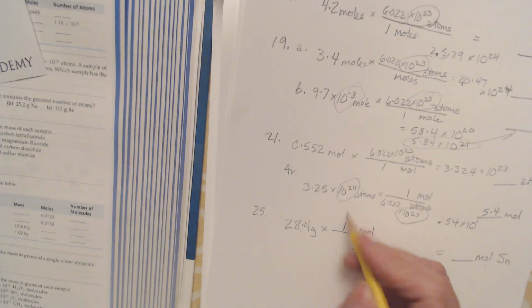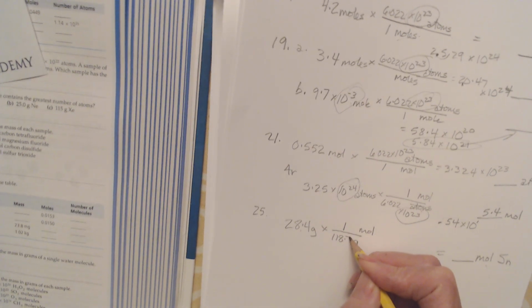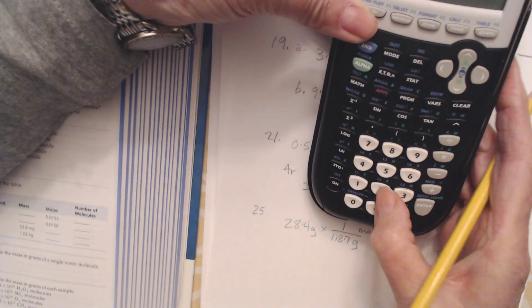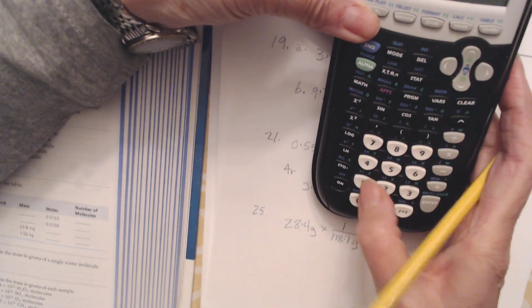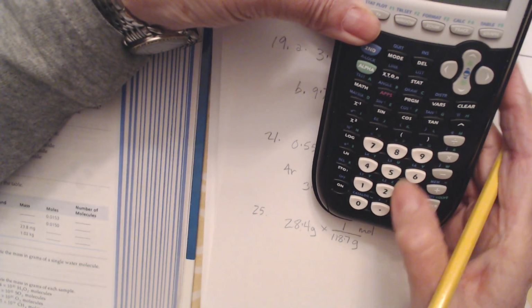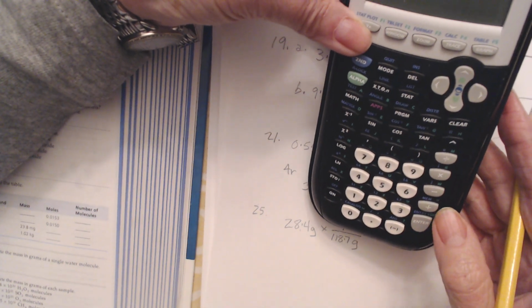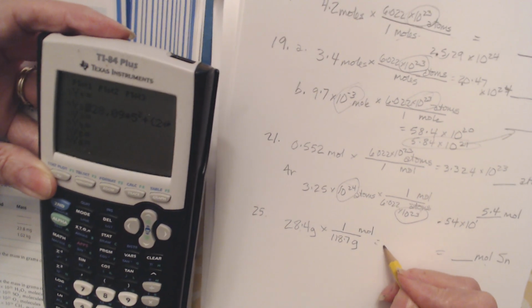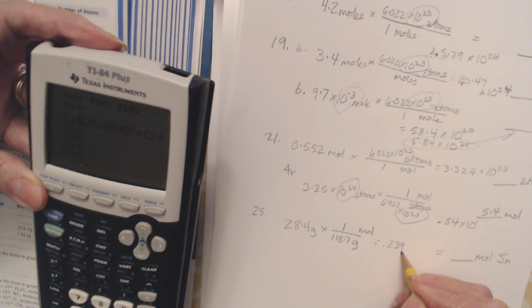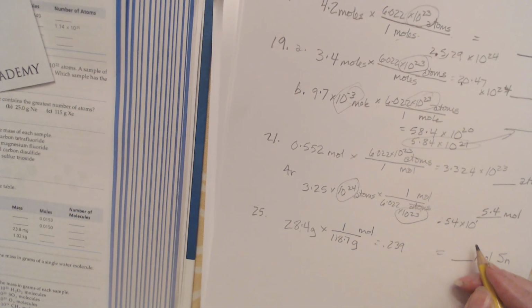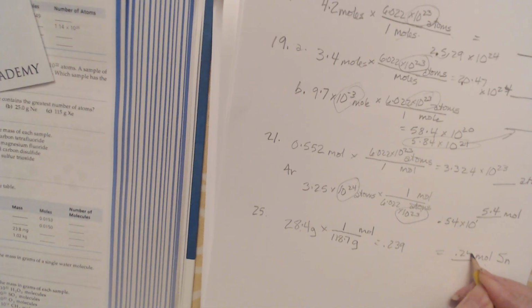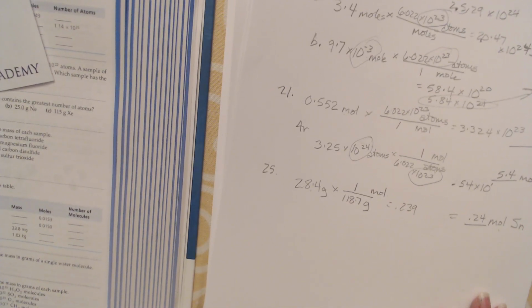118.7. So I'm going to go ahead and say 118.7, just to be ridiculously precise. And now let's go in and say 28.4 divided by 118.7 equals, and I get 0.239. Okay, is that right? Yep. Let's round it though. 0.24 mole. That's my answer on number 25.